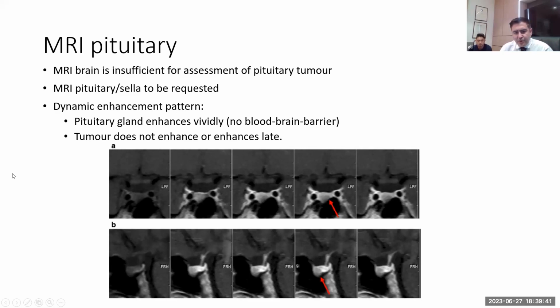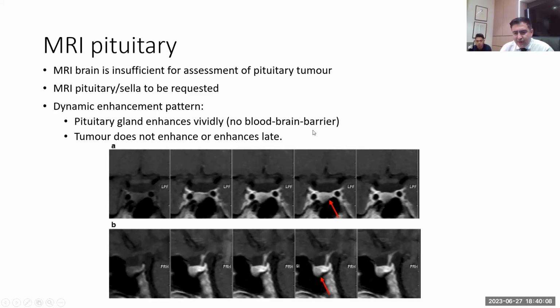Often we need to use contrast enhancement, and I need to point out that the brain has this thing called the blood-brain barrier, which prevents contrast. The gadolinium contrast, which is used in MRI assessments, is not taken up by normal brain tissue because of the presence of the blood-brain barrier.